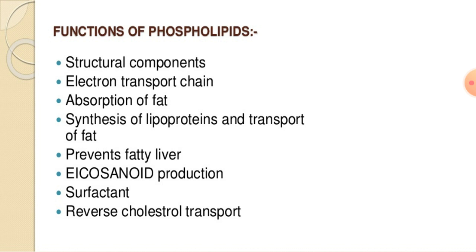The functions of these phospholipids. Phospholipids are structural components. They function in the electron transport chain, absorption of fats, synthesis of lipoproteins and transport of fat. Phospholipids prevent fatty liver and are used as surfactants. And phospholipids help in reverse cholesterol transport.